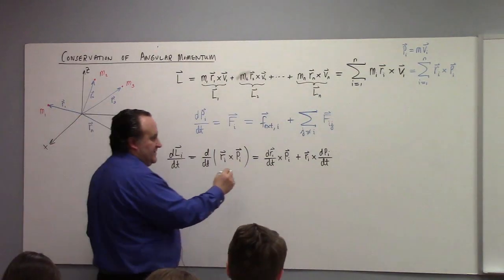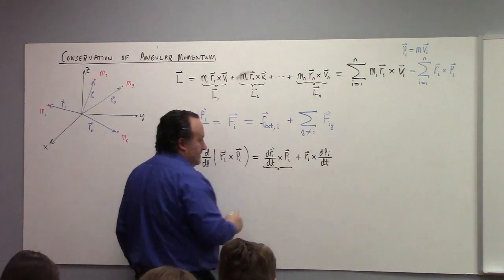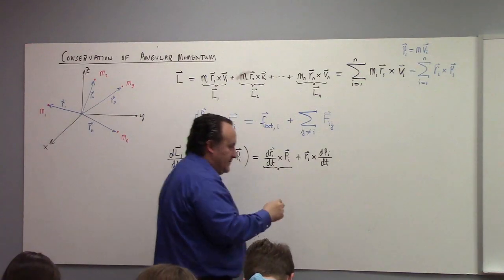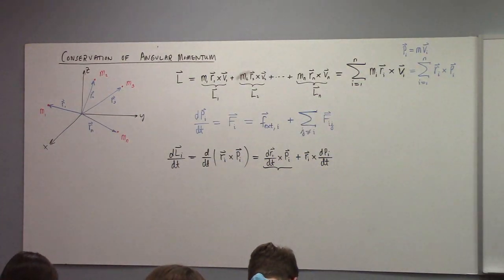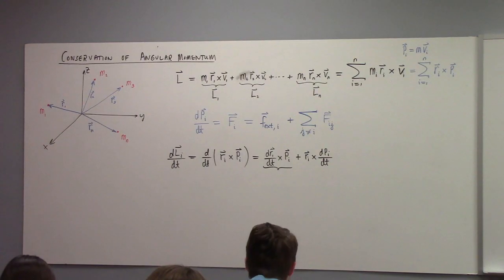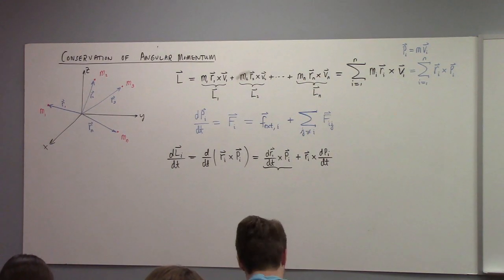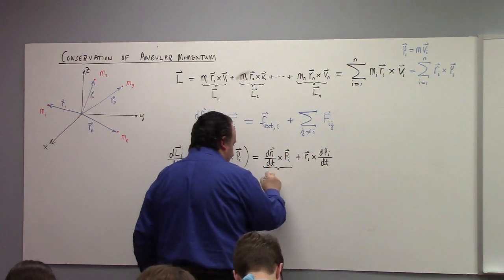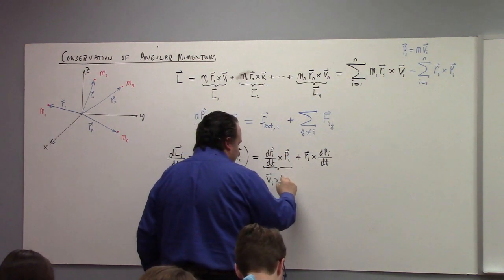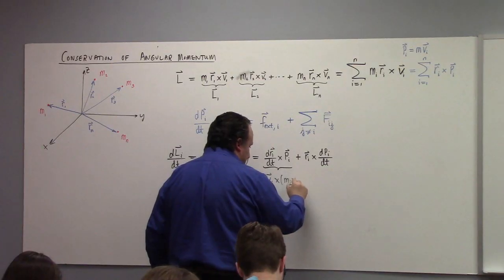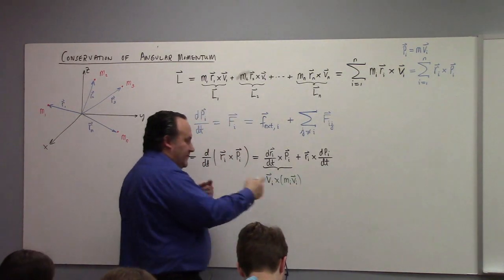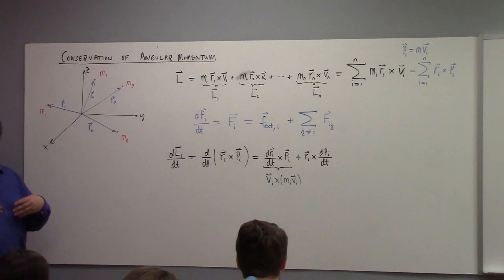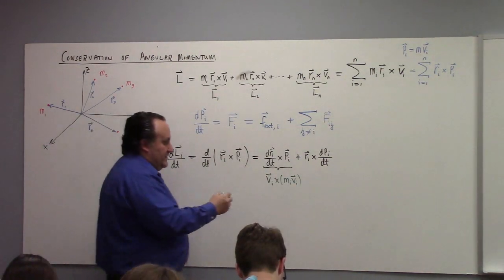So why is this 0? Can you guys tell me? What is this? Another way of writing this would be what? We're actually looking at the velocity of the ith particle, cross product with the momentum of the ith particle, which is the mass times the velocity of the ith particle, right? So what we're looking at is the velocity of the ith particle crossed with itself, but any vector crossed with itself is what? It's 0. So this is 0.